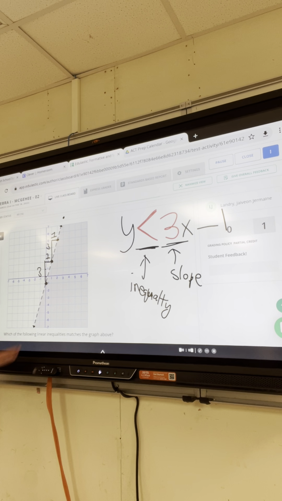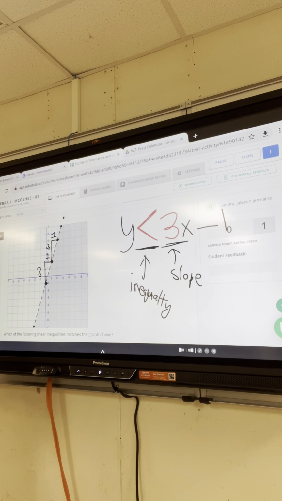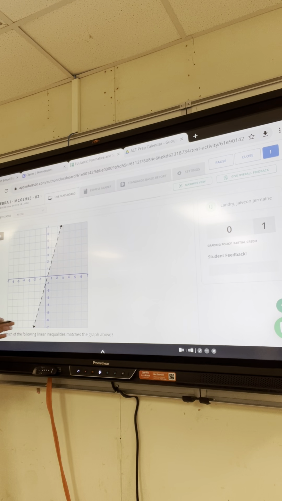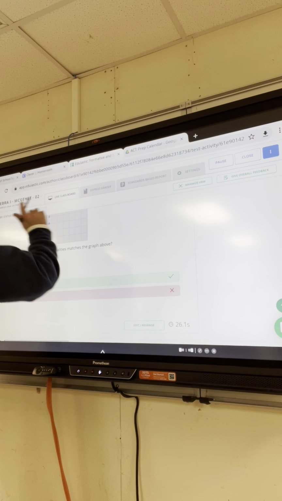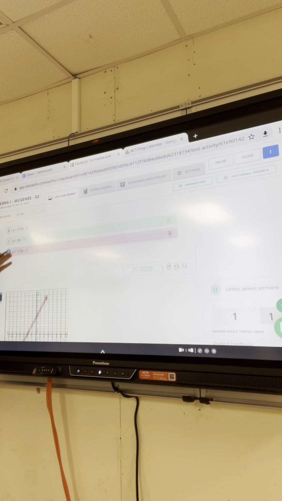If it's less than, it doesn't include the line. If something is less than something, it doesn't include that something. It's just whatever's below it. That's why it's a dashed line. So y is less than 3x minus 1. This is our formula. So the answer is C. Does everybody understand how to do that?